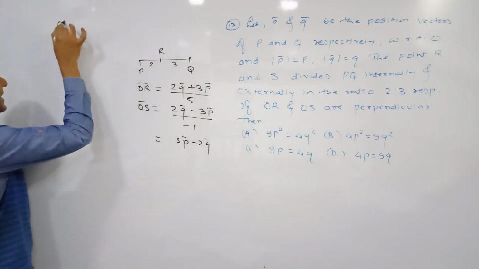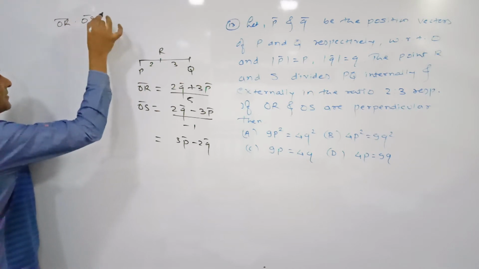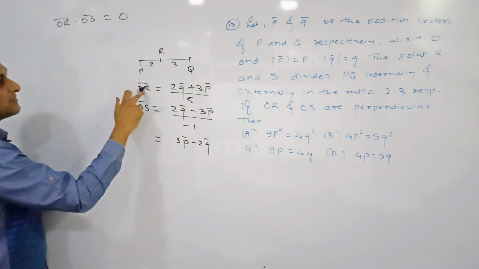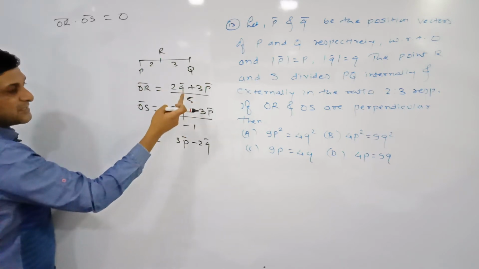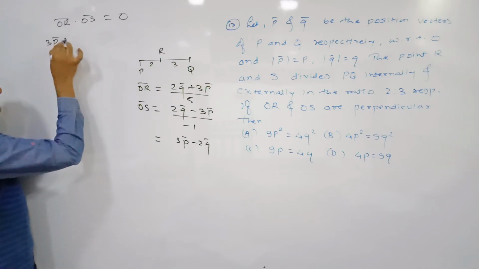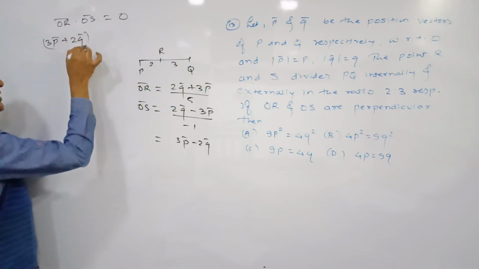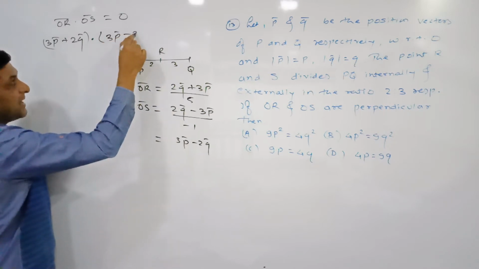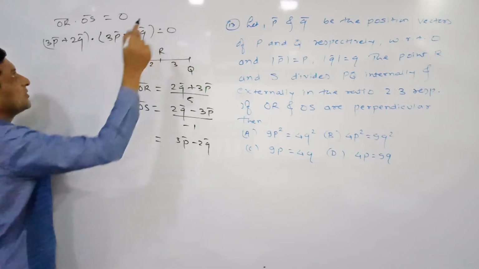So OR bar dot OS bar will be equal to 0, because these two vectors are perpendicular. So what is the value of OR bar? It can be written as 3Q bar plus 3P bar plus 2Q bar, dot, keep it as it is, OS bar. OS bar is nothing but 3P bar minus 2Q bar. On this side 0, keep it as it is.